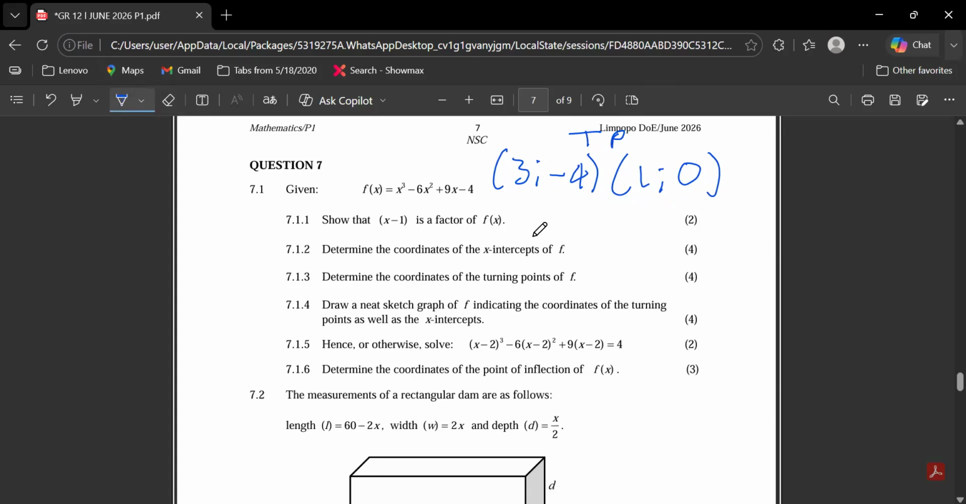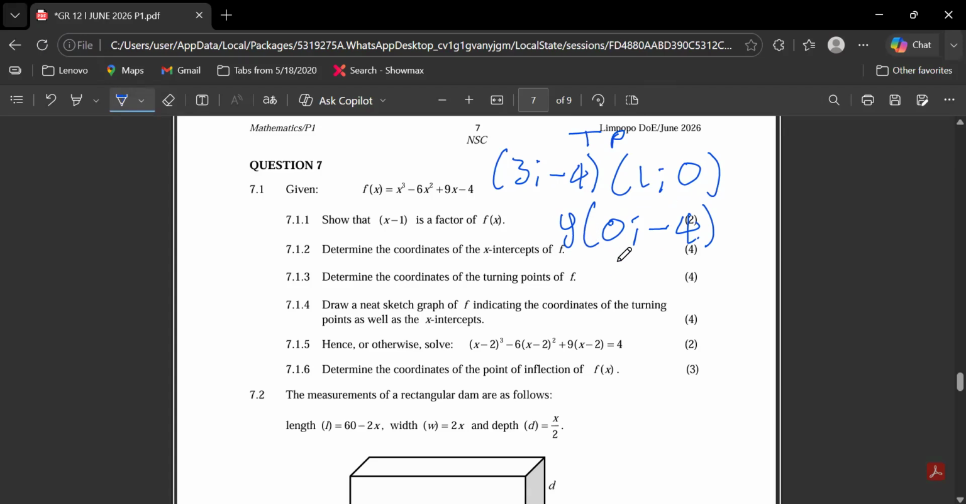We're going to start with the y-intercept. When x is 0, what is your y? Our y is minus 4. This is for the y-intercept. And then we can say y-intercept so that we are being specific here.